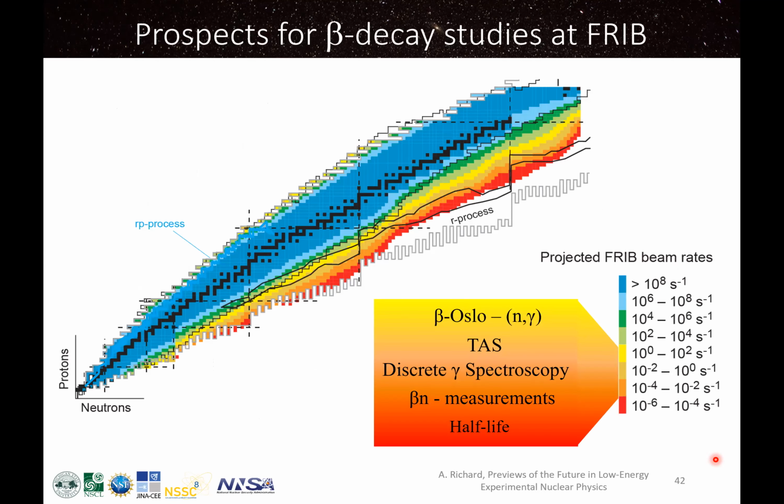Definitely don't want to end this presentation without saying that the future is really bright for Beta-Oslo type studies at FRIB. And so the Beta-Oslo technique, as I mentioned before, only needs beam rates of something like 1 particle per second. And so what this means is that in this yellow region, we'll actually be able to measure some Beta-Oslo for r process type nuclei, which is something that hasn't been done before. And so we're really excited to start applying this technique at FRIB as well.